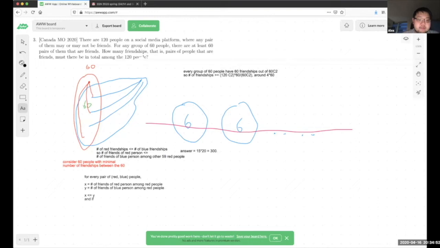And if the red and blue people are friends, and the blue person is also a friend with the red person, then you don't count that friendship, right? So that means x is at most y minus 1. Cool.